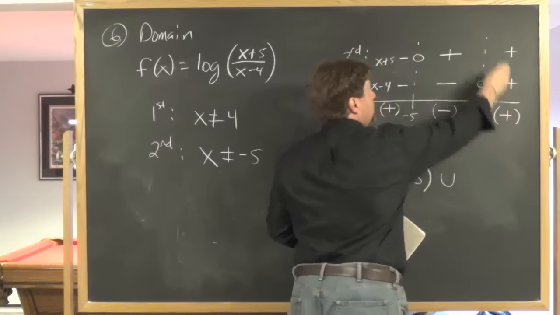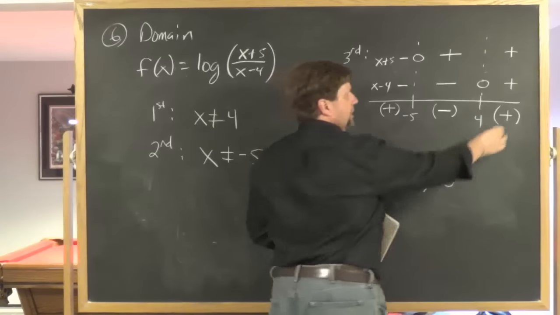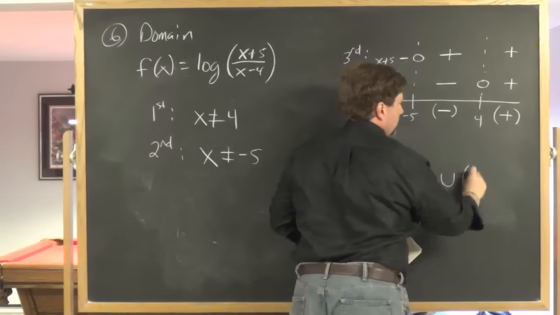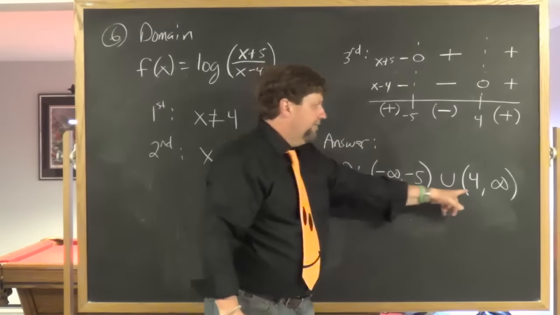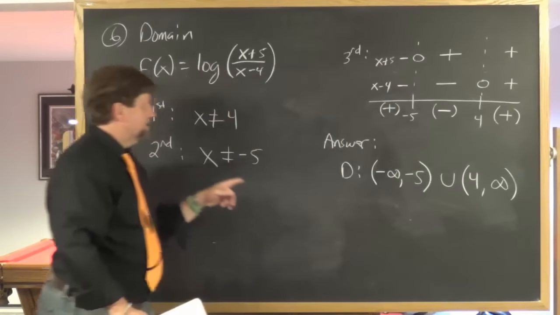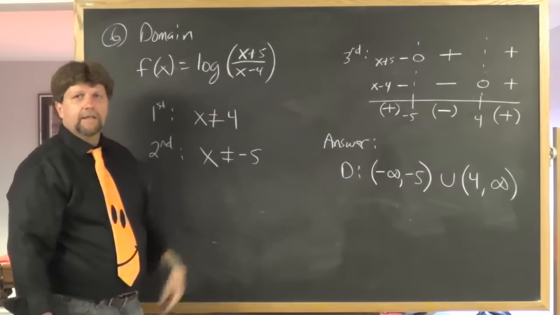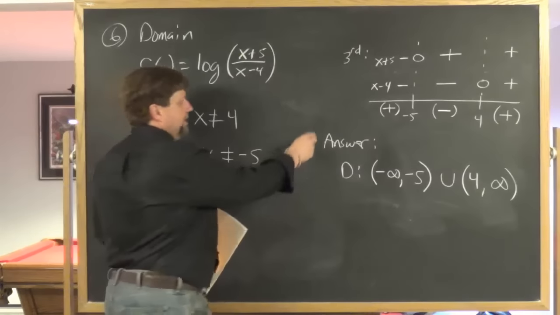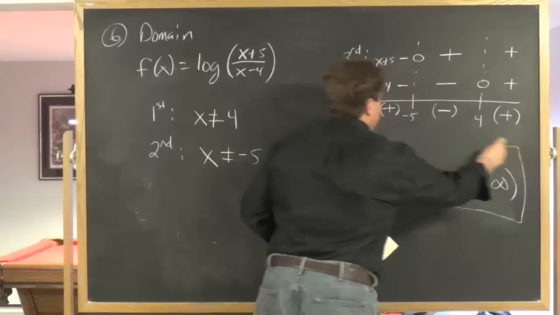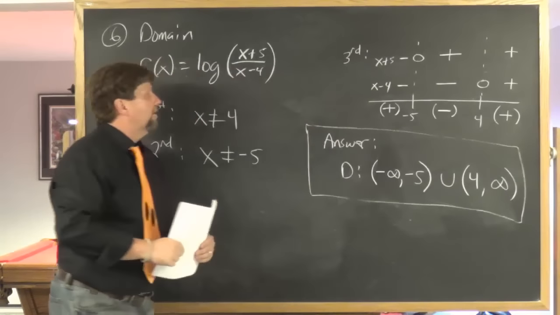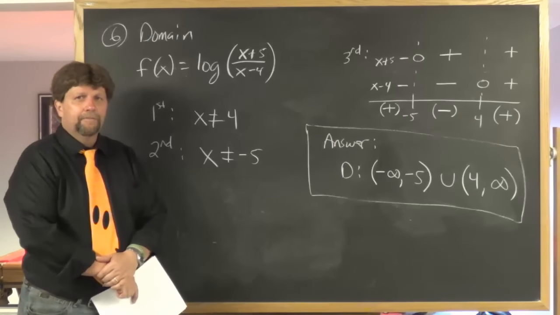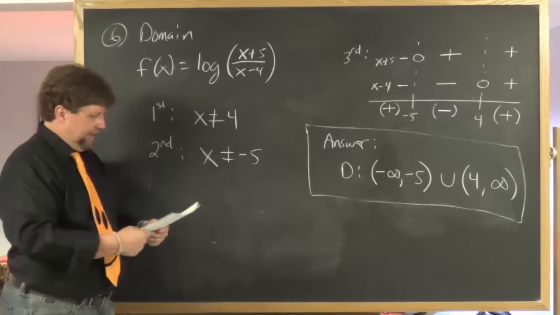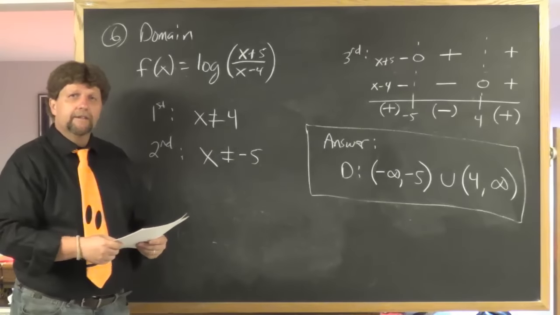Out here, x plus 5 over x minus 4 is also positive. So that too is part of the domain. And again, 4 is not in the domain because you can't divide by 0. So that's the answer to the domain of the function log of x plus 5 over x minus 4. Hopefully that makes sense, and that's it for number 6.